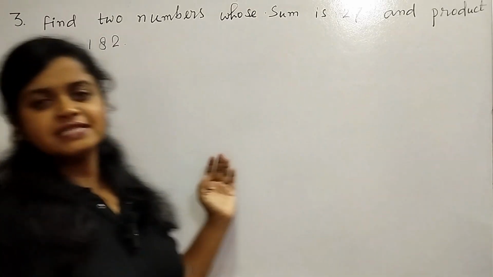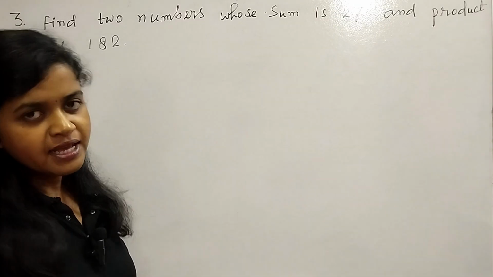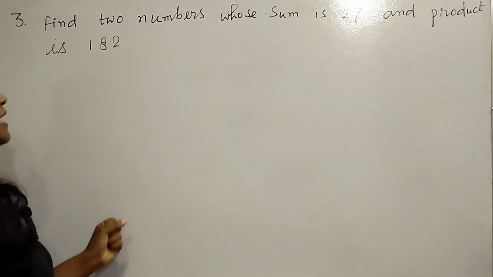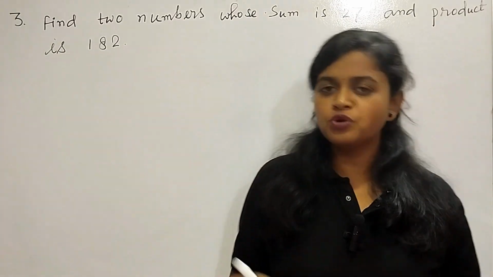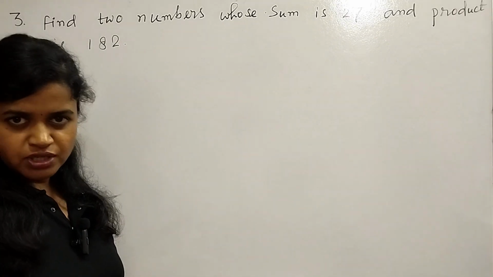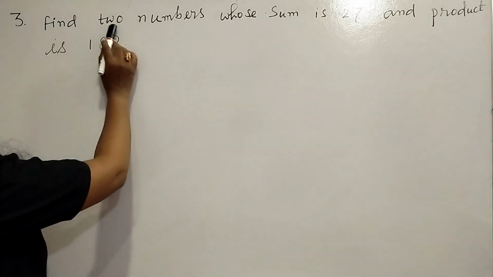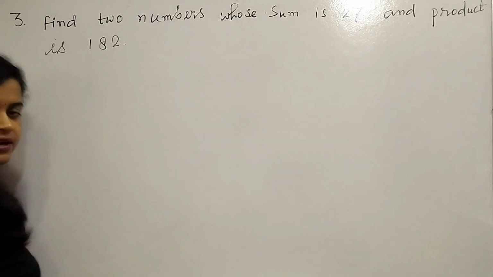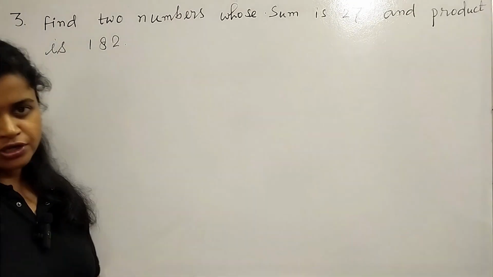Question number 3 is a word problem. So we have to read it first and then understand what this word problem is saying. Basically this is the chapter of quadratic equation, which means we have to interpret this word problem and then formulate a quadratic equation. Then we have to solve this. So find two numbers whose sum is 27 and product is 182. By this statement we have to formulate a quadratic equation.